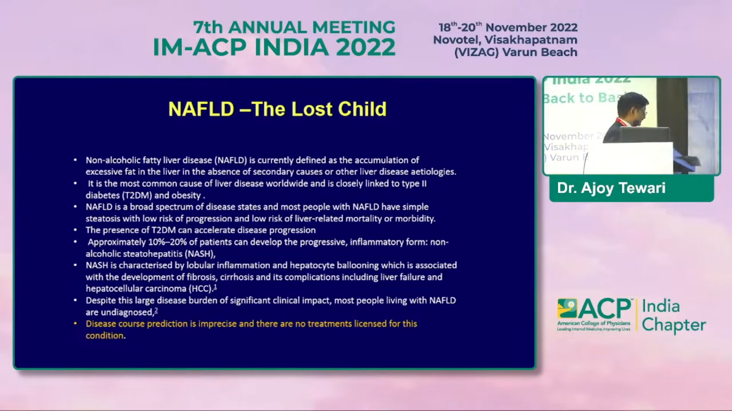And approximately 10 to 20% of patients can develop the progressive inflammatory form, that is NASH, non-alcoholic steatohepatitis. And NASH is characterized by lobular inflammation and hepatocyte ballooning. And I think this is the most important thing, because these changes can be picked up by biopsy only. So the quest is for the right marker, how we can pick up those patients who are shifting to NASH. That is the $1 million question: how do we identify them without performing a biopsy?